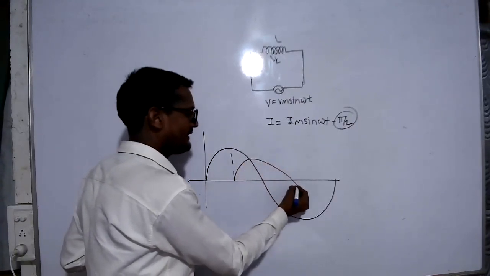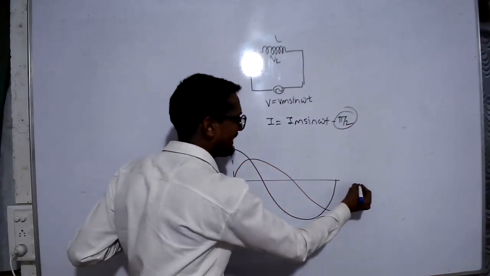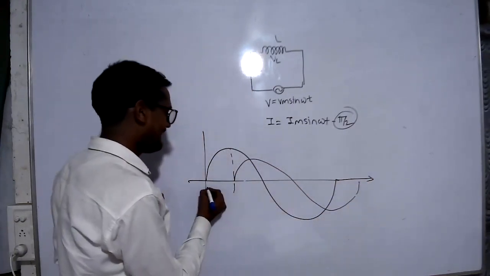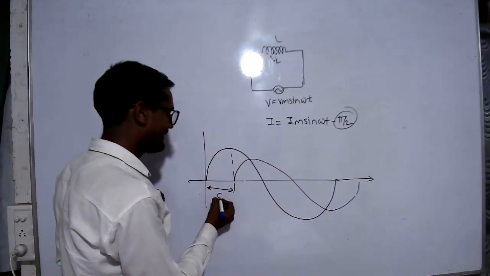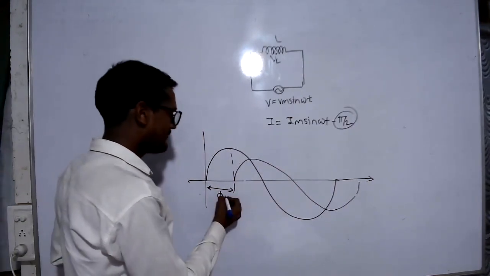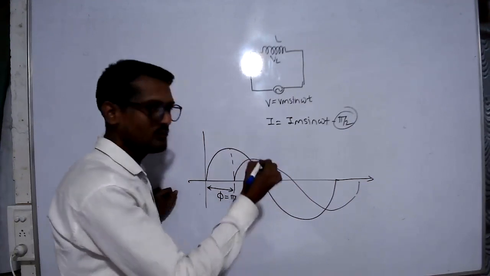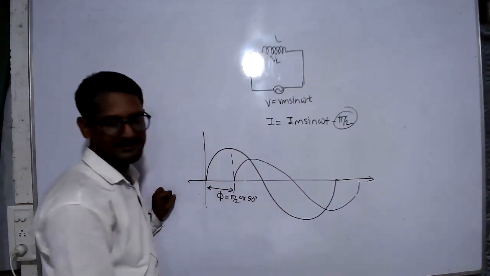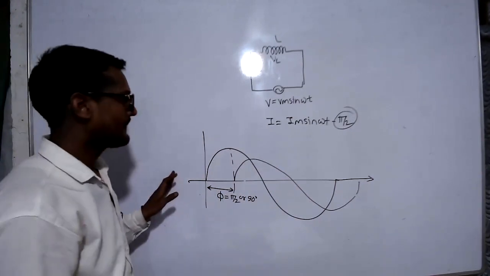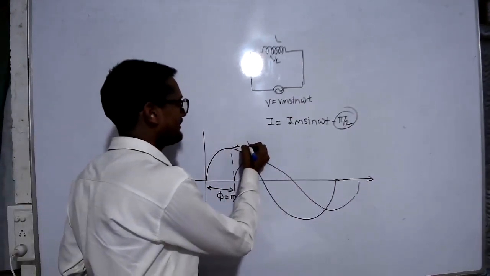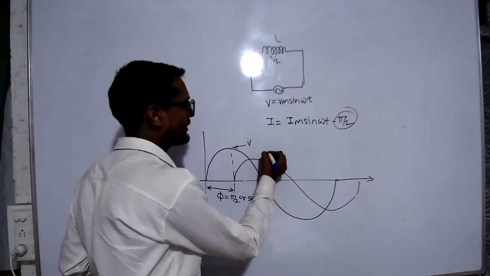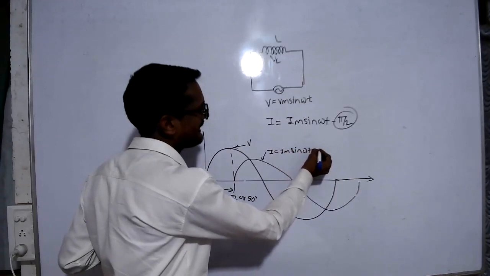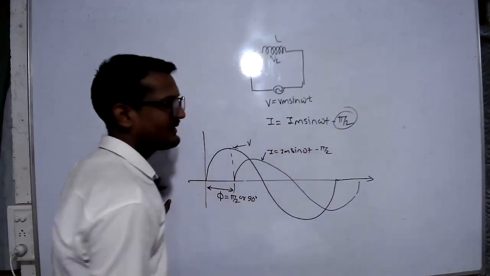Therefore, the current waveform starts from 90 degrees, and the phase difference between voltage and current is phi. Phi is equal to pi by 2, or 90 degrees. This is the voltage equation V, and this is the waveform for the current I equals Im sin(omega t minus pi by 2).